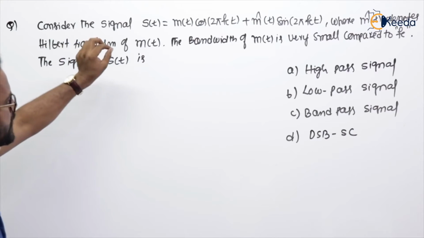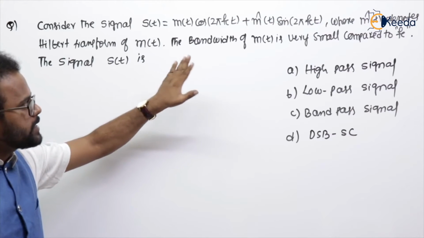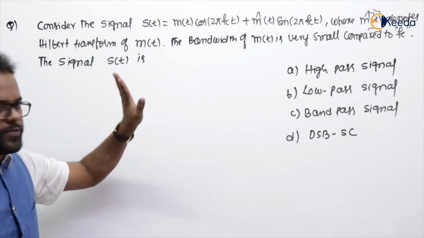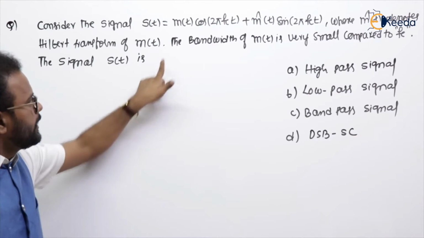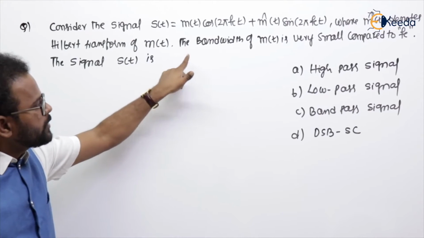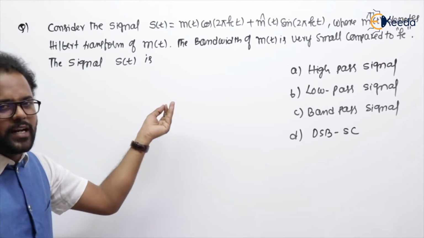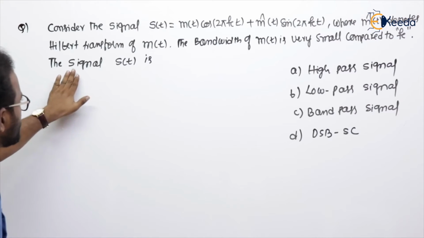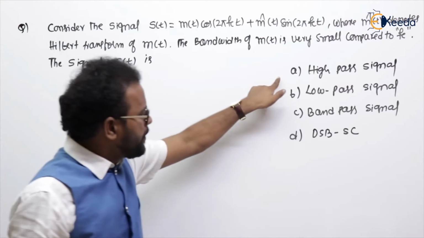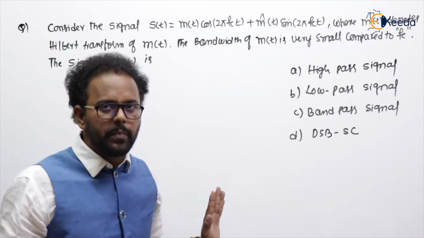Consider the signal s of t equal to m of t cos 2 pi fct plus m cap sin 2 pi fct, where m cap denotes the Hilbert transform of m of t. The bandwidth of m of t is very small compared to fc, which means generally message signal bandwidth or frequencies are less compared to the carrier. The signal s of t is high pass signal, low pass, band pass, or double sideband suppressed carrier?